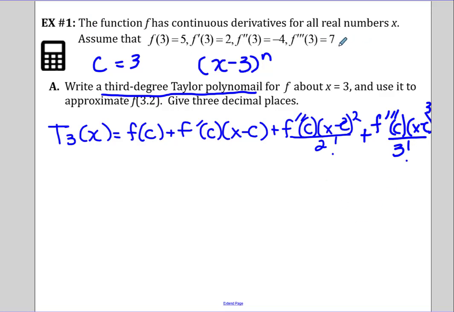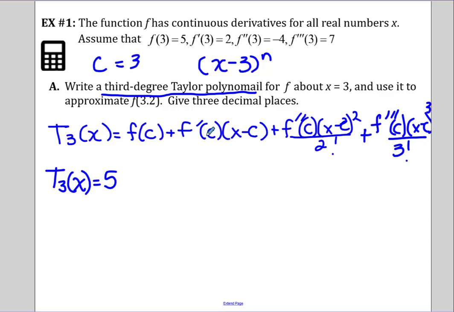And they've given us this information so we can put that together. You can call it a Taylor polynomial or a p sub 3 for just polynomial, p sub 3 of x. So our f of 3 is 5.